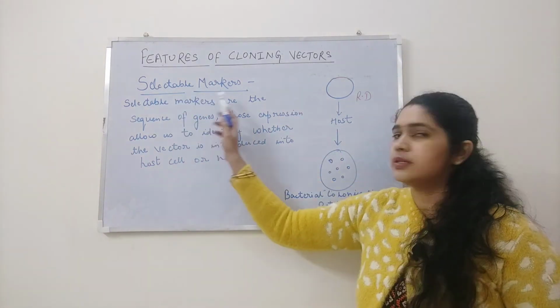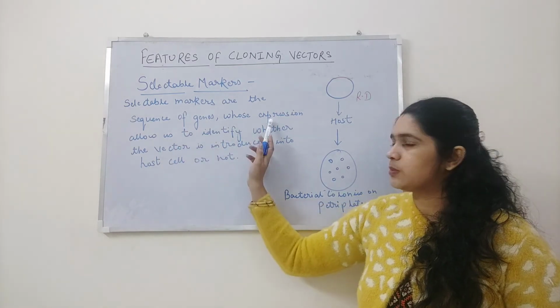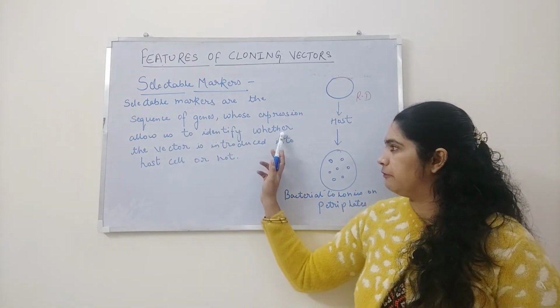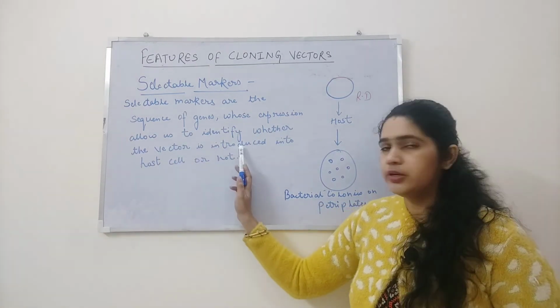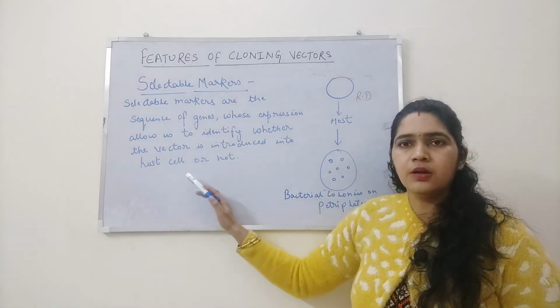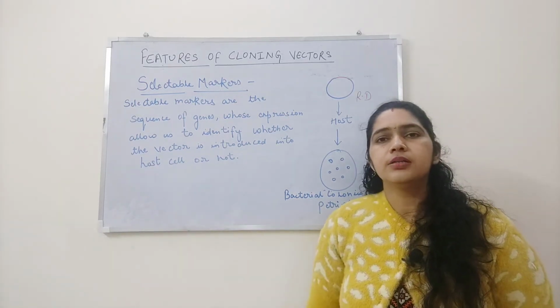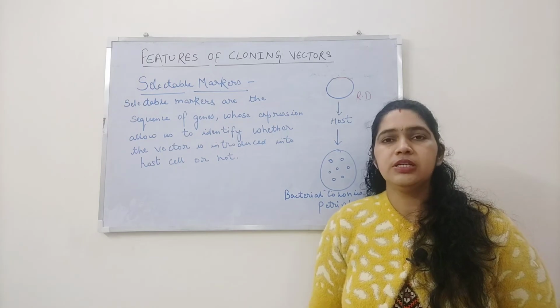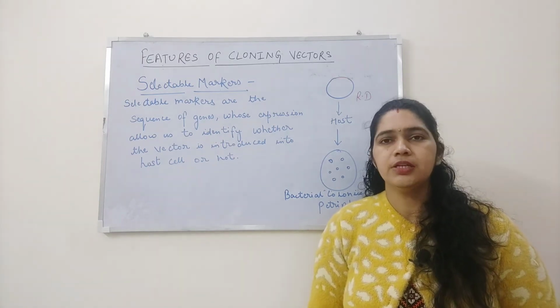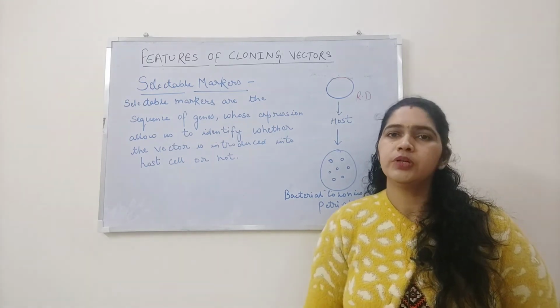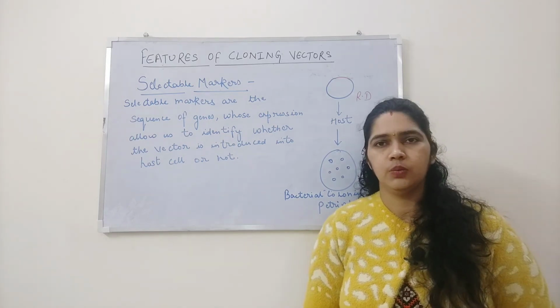Selectable markers are the sequence of genes whose expression allows us to identify whether the vector is introduced into the host cell or not. Selectable markers are the gene sequences whose presence tells us whether our host organism has been transformed or not.